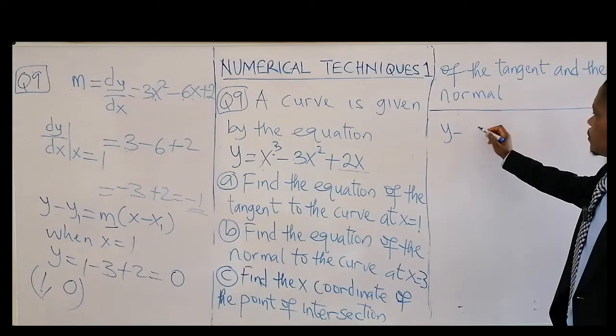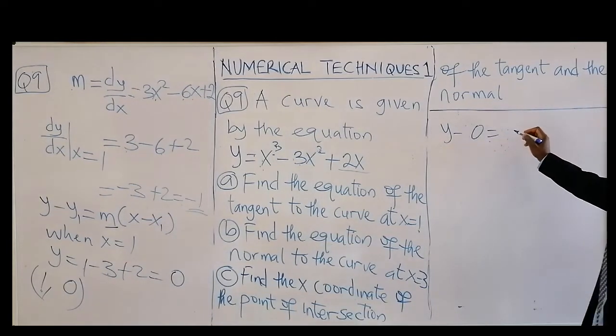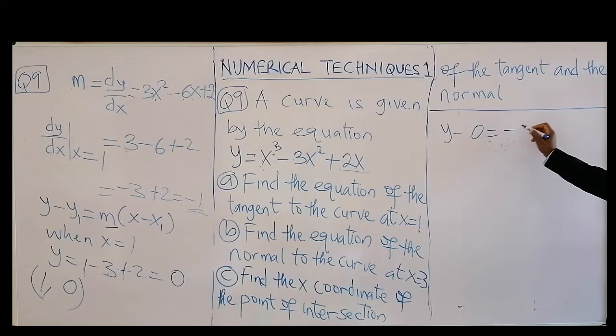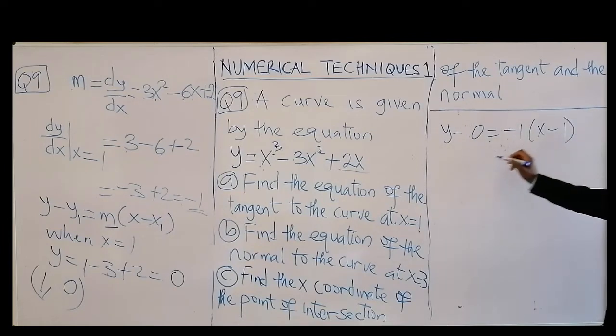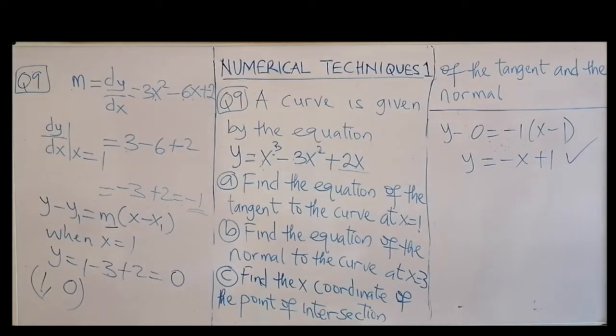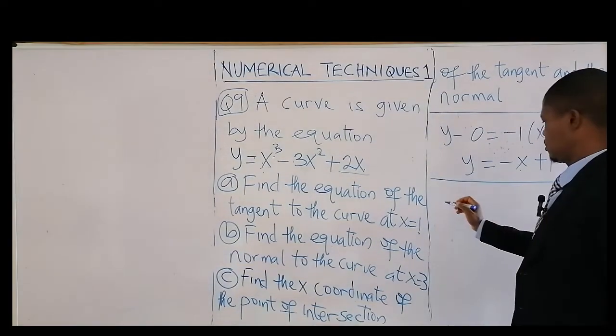So the equation of the tangent will now become y minus y1, what is y1? It is 0. The gradient is what? Minus 1 into bracket x minus x1, what is x1? 1. And that's equal to what? Y equal to, open this one, minus x plus 1. So that's the equation of the tangent to the curve.